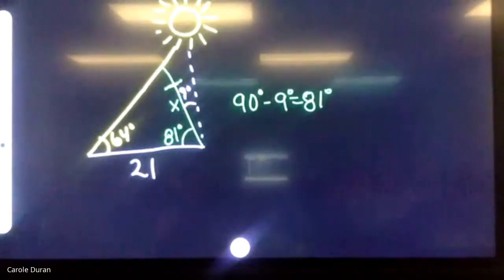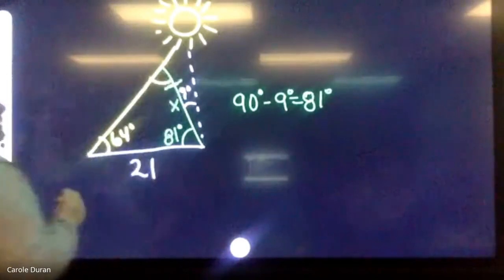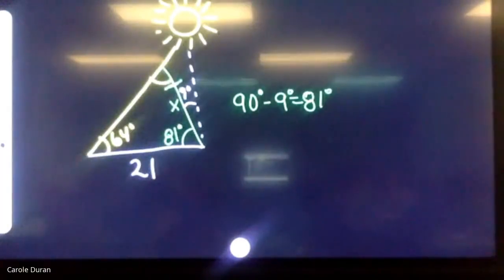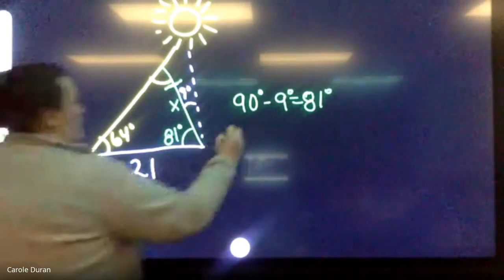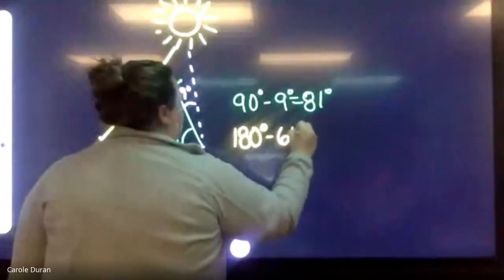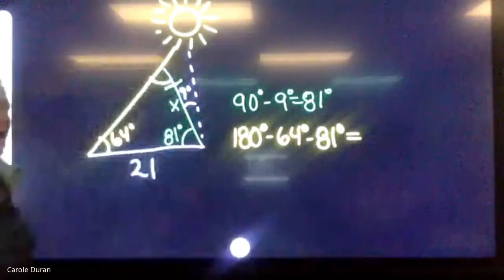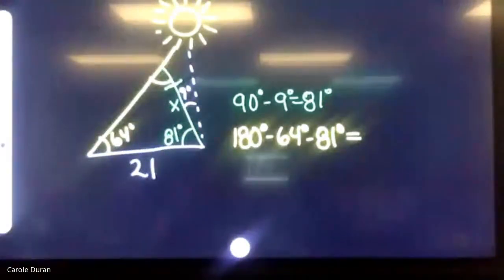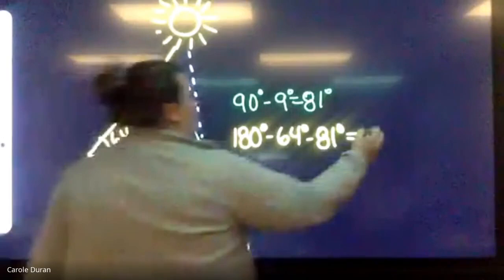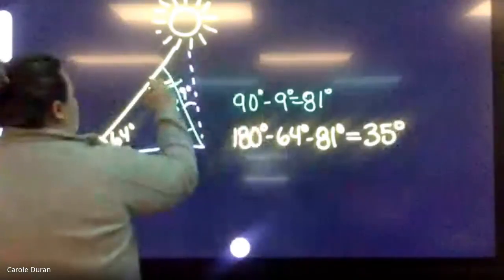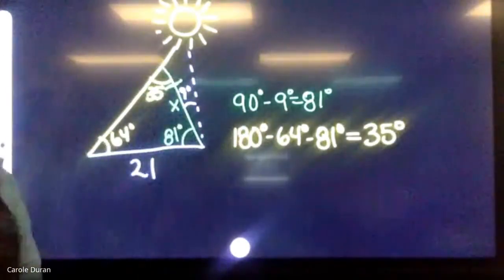What then am I going to use to solve for this top angle here? Subtraction again. This time I'm going to do what minus what minus what? 180 minus 64 minus 81. And when I do that subtraction, I'm going to be left with what? 35. So now I know all 3 angles on the inside of my triangle.